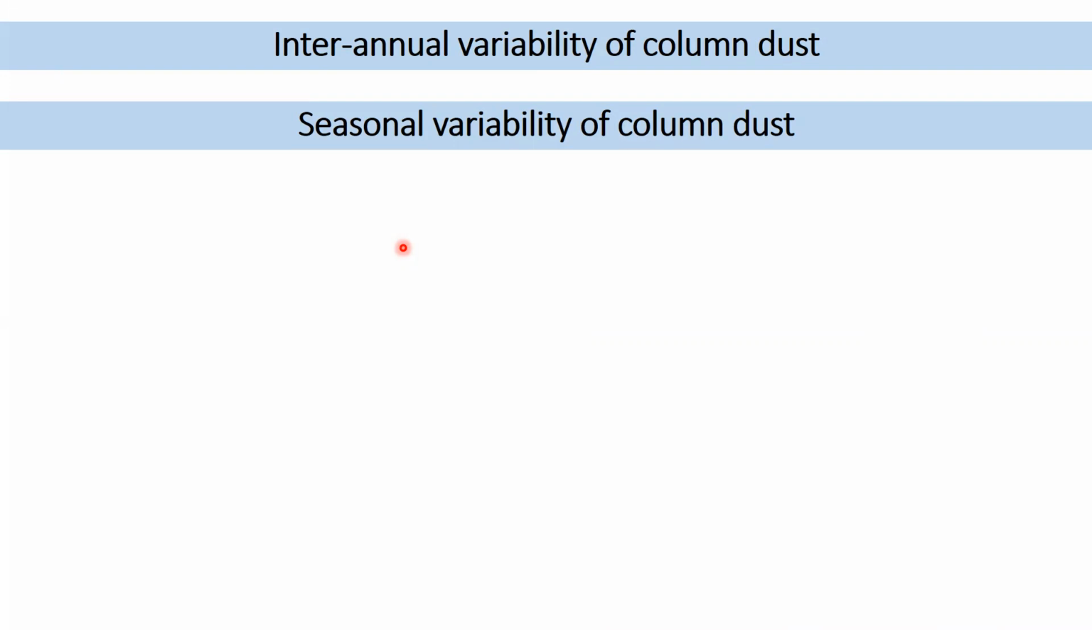So there might be errors or uncertainties in the reconstruction of a single map. The most useful use of these maps, at least from a scientific point of view, is to study the interannual variability and the seasonal variability of this quantity, the column dust. So this is what we are going to look at now.